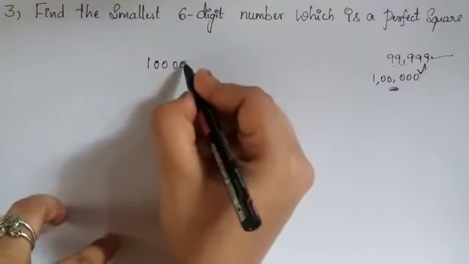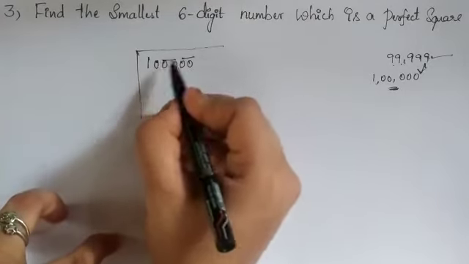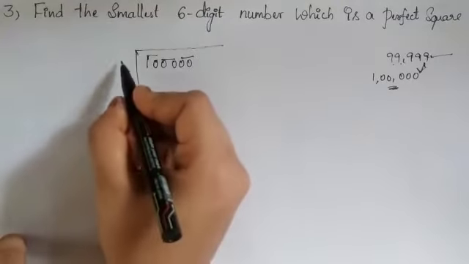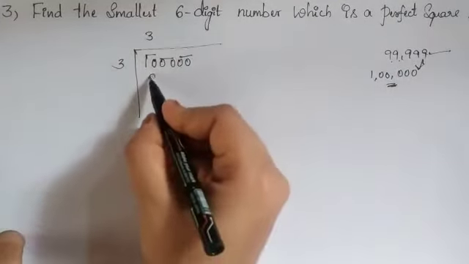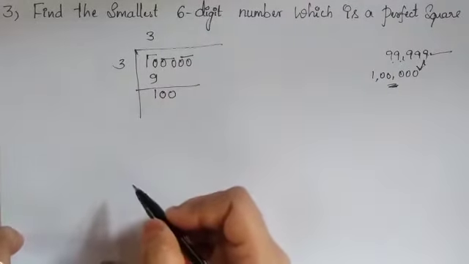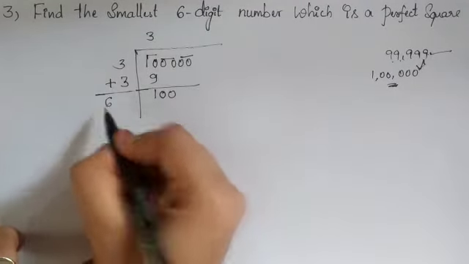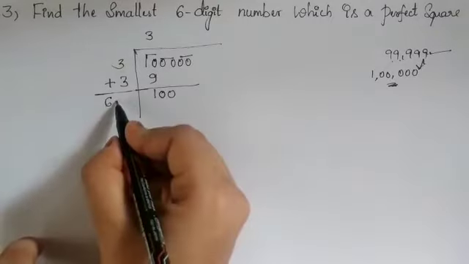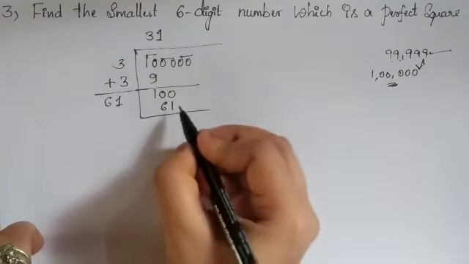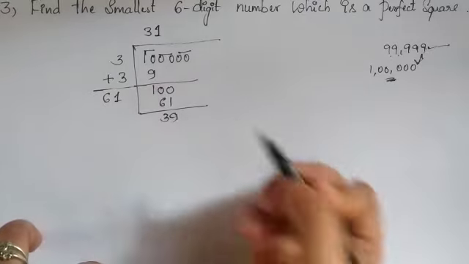So let me take this 6-digit number and group it accordingly, in pairs. So 10 is there. That means 3 threes are 9. If I subtract it, I'll get 1. Two zeros at a time I have to consider. So 100 I'll get. 3 plus 3 is 6, so 61, ones are, I'll get 61. Now subtract it: 100 minus 61. If I subtract it, I'll get 39.